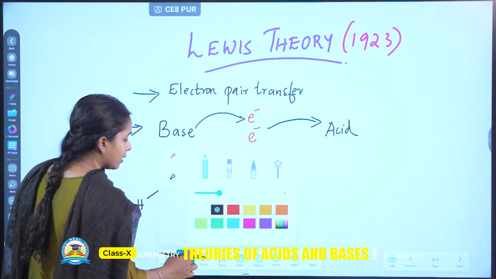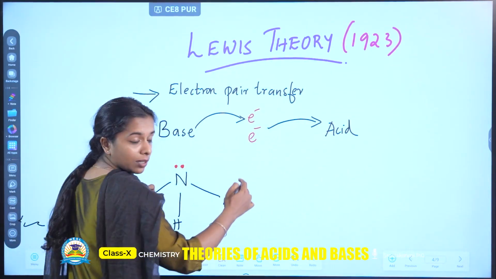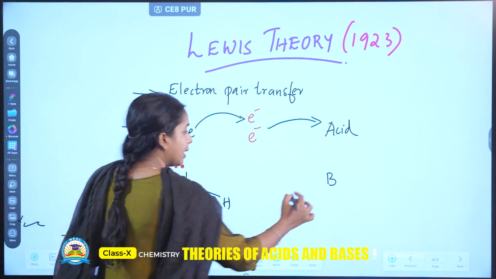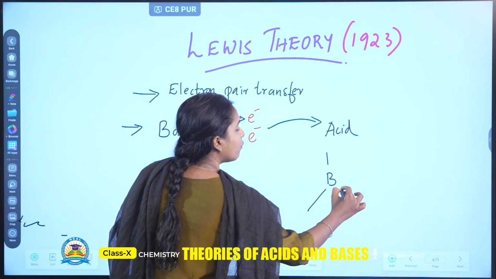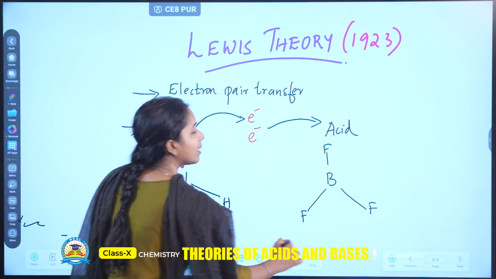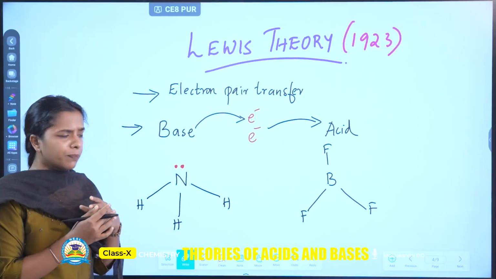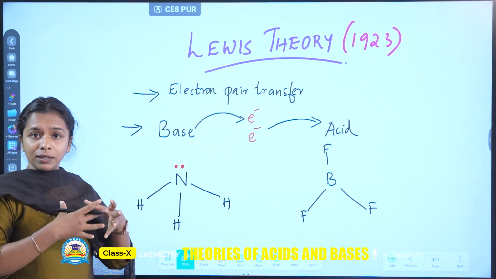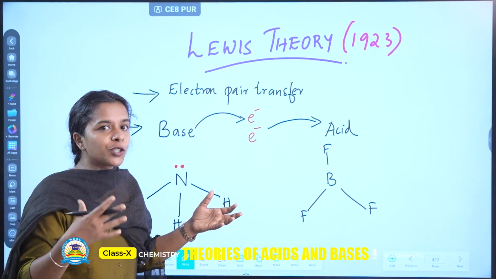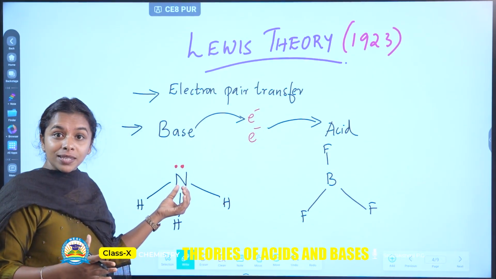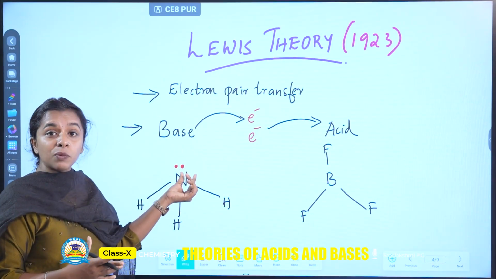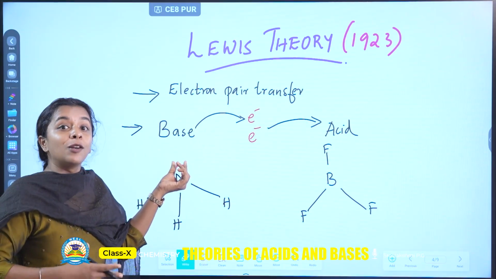Now, we will consider an acid, that is BF3, boron trifluoride. In case of boron trifluoride, boron is the central atom and there will be 3 fluorine atoms around the boron. They want to have a bond between them. But boron doesn't have any electron to share. But who is having extra electrons here? Nitrogen, right? In the ammonia, nitrogen has 2 extra electrons, that is the lone pair.